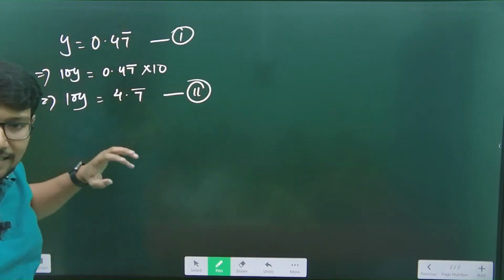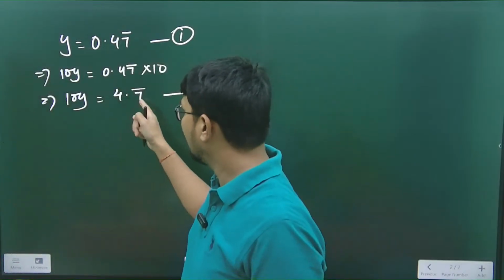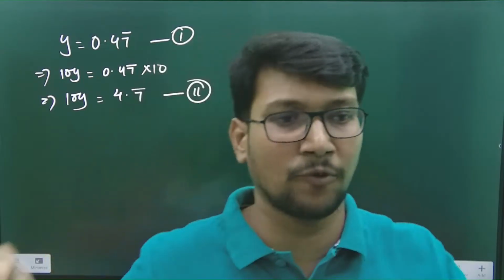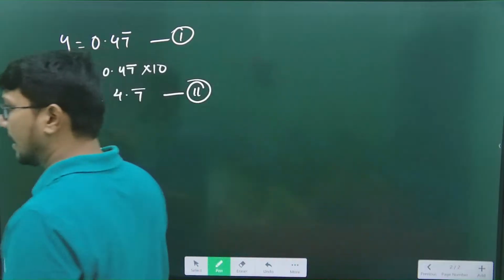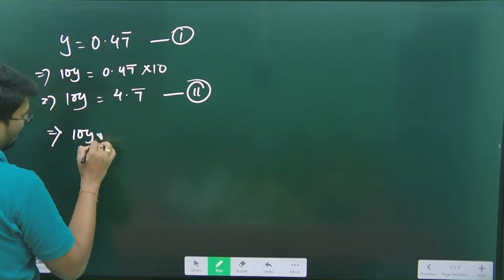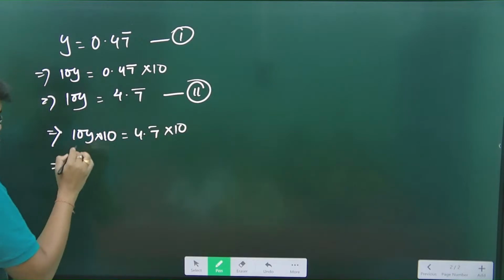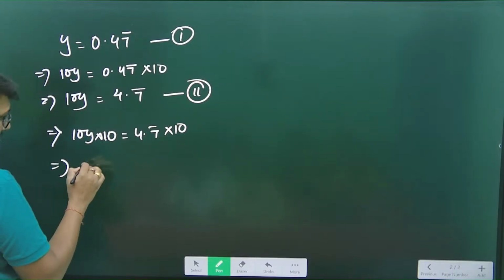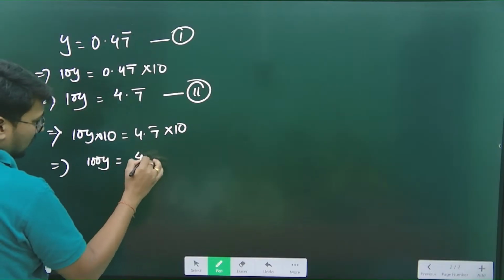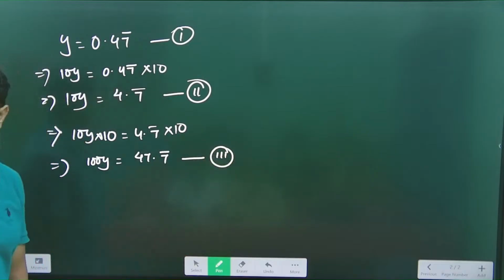Check, do you think this equation number 1 and equation number 2 have the same decimal part? No. If not the same, you have to multiply further. How many places are under the bar right now? One place. Therefore you have to multiply by 10 on both sides. This implies 10y into 10 equals 4.7 bar into 10, that is 100y equals 47.7 bar. This is equation number 3.